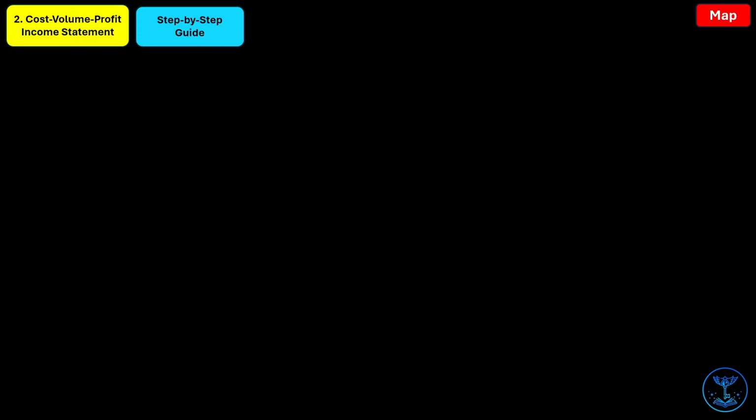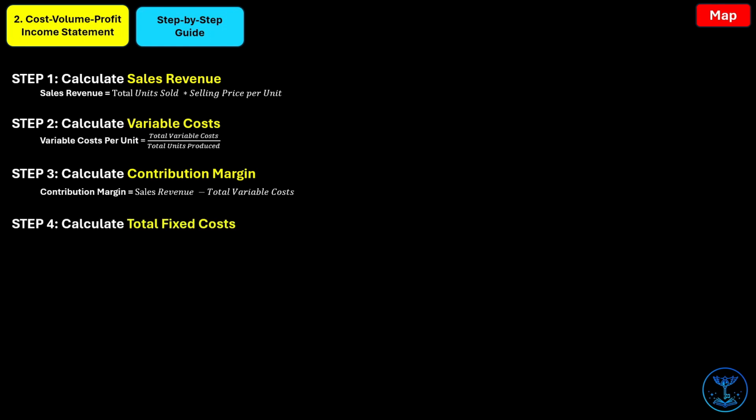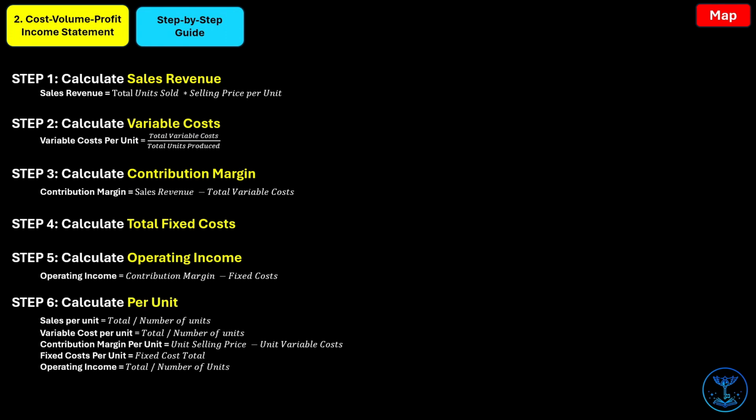Here's a step-by-step guide on how to create an income statement. Step 1, calculate your sales revenue. You can use the formula: sales revenue is equal to total units sold times selling price per unit. Step 2, calculate your variable costs. Step 3, calculate your contribution margin. Step 4, calculate your total fixed costs. Step 5, calculate your operating income. And step 6, calculate your per unit.